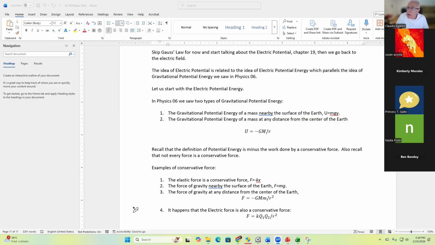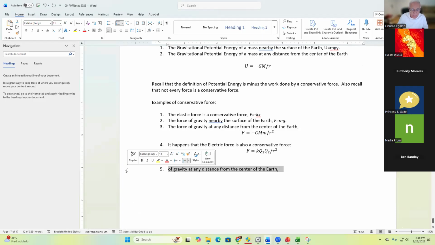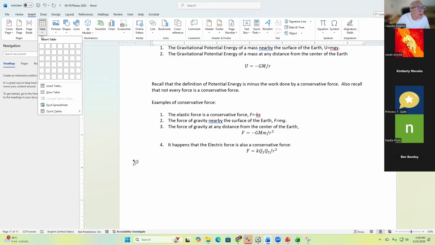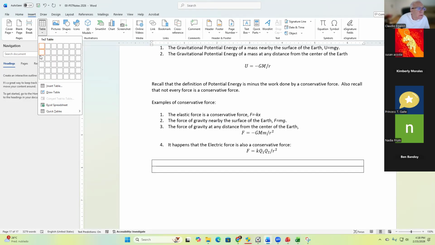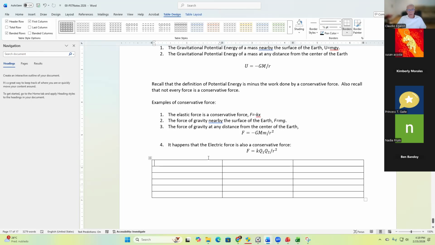Okay, so we can even come up with a table of the conservative forces and their respective potential energy. Let's see how we're going to do. Gravitational force, elastic force, electric potential energy. Okay, let's use this one. One is going to be the force, the other is going to be the potential energy. Force, potential energy.